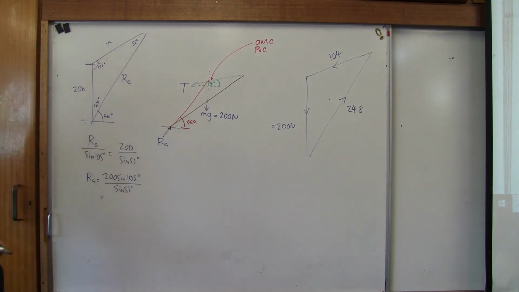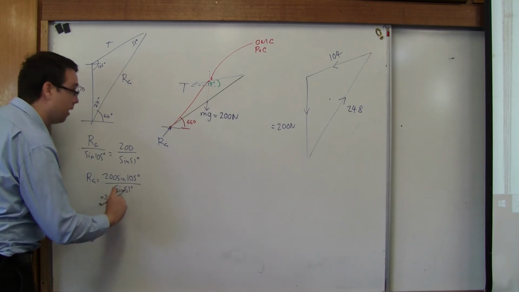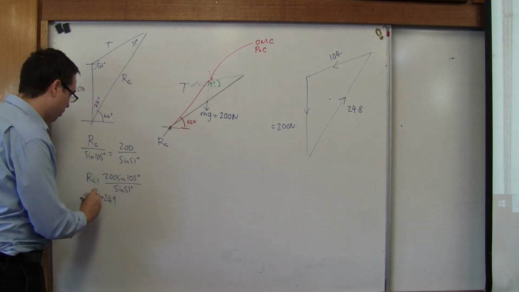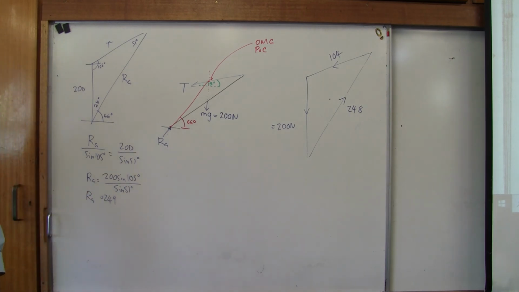Can anyone calculate that for me? What do you get? 249. Copeland told me it was 248. But you know what? That's close enough for me that I'm happy. 0.5. What's a 0.5 between friends?